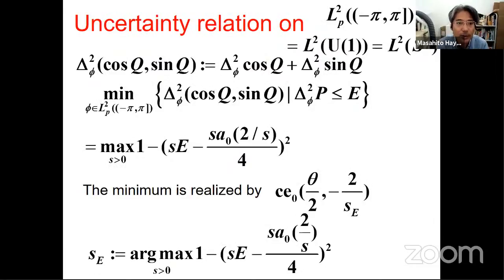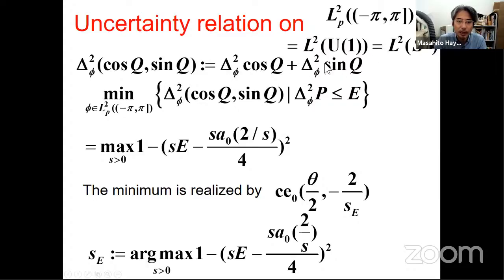Now, finally, I want to move to the uncertainty relation. The uncertainty relation is always considered on some real number, but now we want to consider the uncertainty relation on the S1 unit circle. So on the unit circle, you can define the L2 function. In that case, we want to discuss the uncertainty relation on this function. Depending on the input state phi, of course we can define the uncertainty of the position.